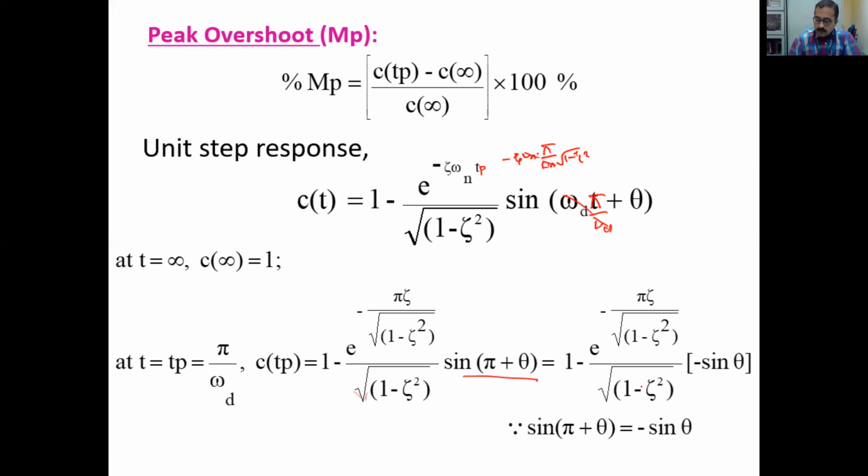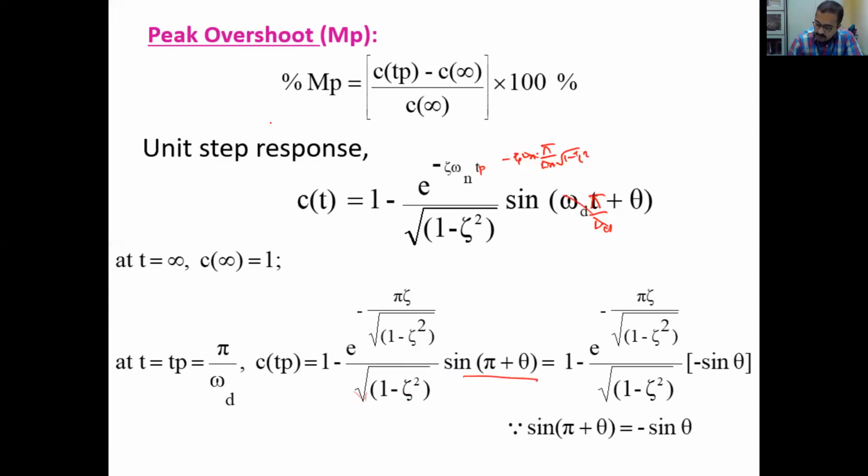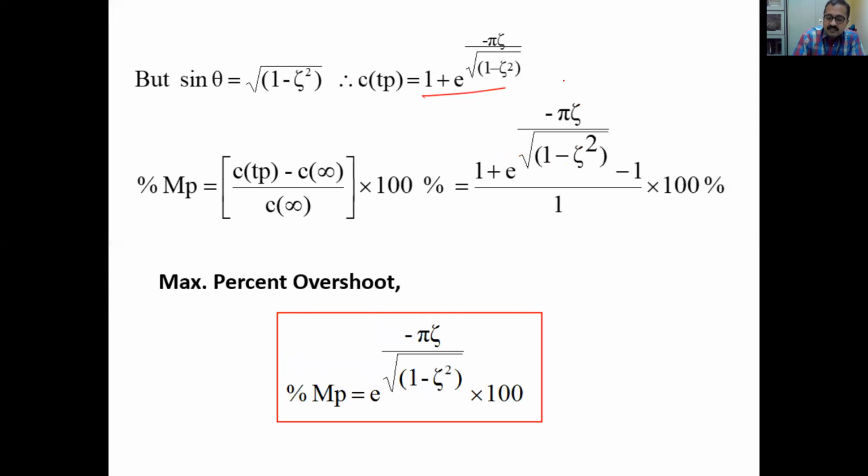So from which sine of pi plus theta becomes equal to minus sine theta. And sine theta, we know, is root of 1 minus theta square. So if you substitute sine theta here, what will you get? You will get simply 1 plus e raised to minus pi theta by root of 1 minus theta square. That will be the maximum output value, C of TP.